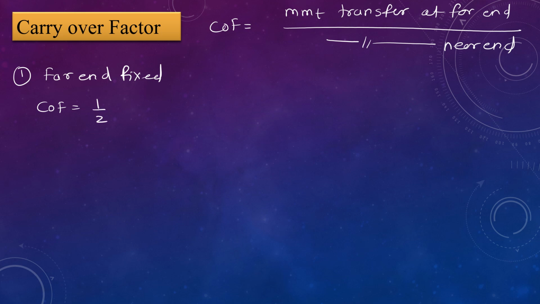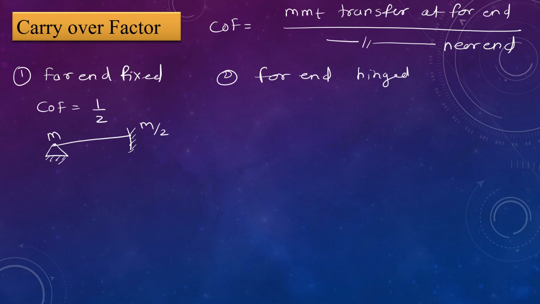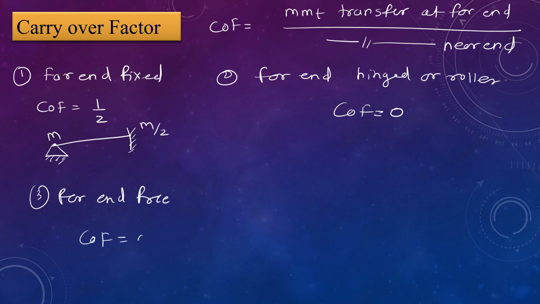Okay, so if this is the beam and here for example the moment acting is M, then moment transferred on this end is M by 2. Okay, so this is how the carryover factor works. Then next, if far end is hinge or roller, then the carryover factor is 0. Then third is far end is free. Here also carryover factor is equal to 0.